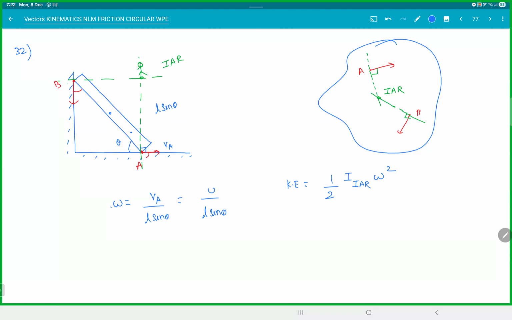And how do you find IAR's moment of inertia? You can calculate this. This distance comes out to be L by 2. Parallel axis theorem: half I_COM, which is ml square by 12, plus m (L by 2) whole square. Omega will be u square by L square sin square theta. That will be ml square by 3. You will end up with m u square by 6 sin square theta. Clear with that?